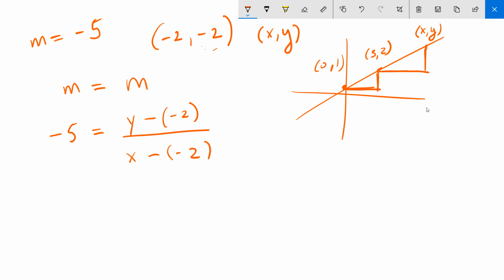So all I got to do is simplify and rewrite. -5 is equal to, up here is y plus 2, because 2 negatives make a positive. And it's x plus 2. Is that okay so far? Okay. I guess maybe I should write this as rise over run.